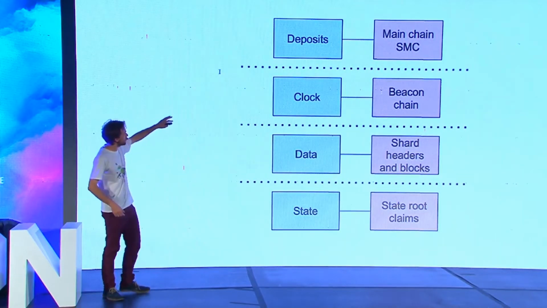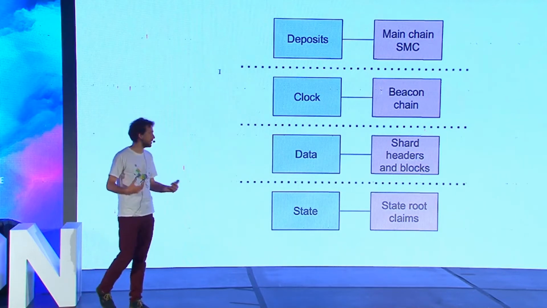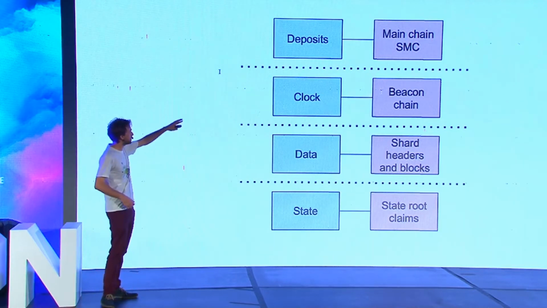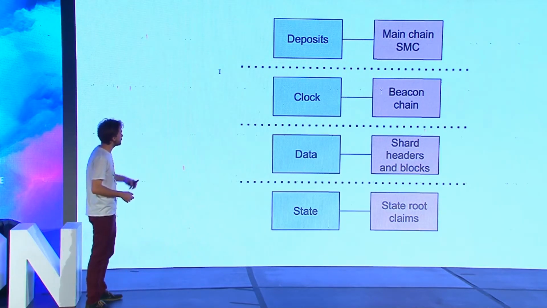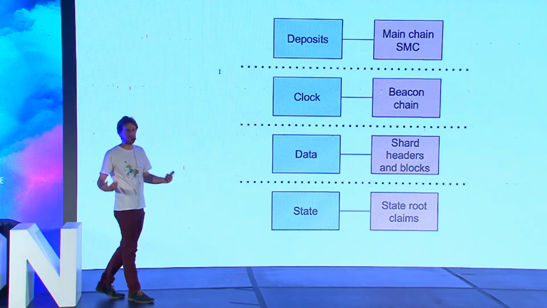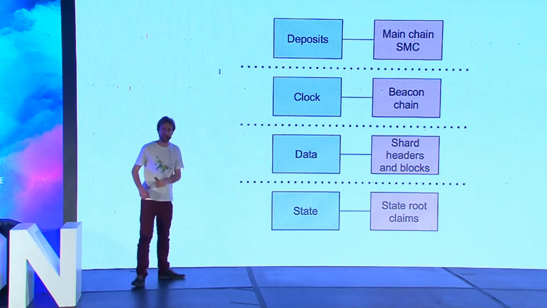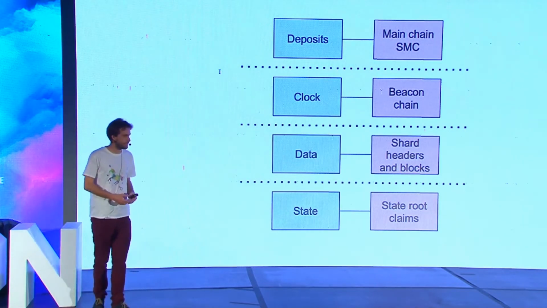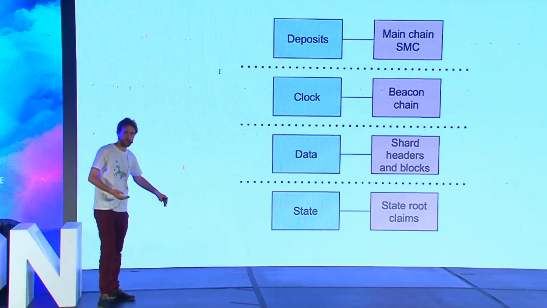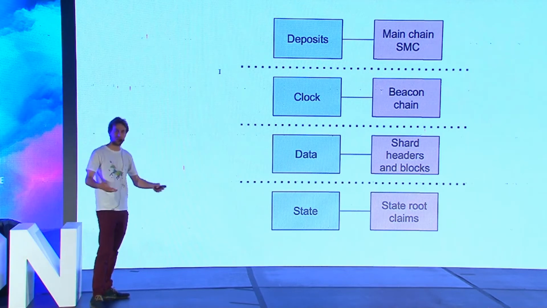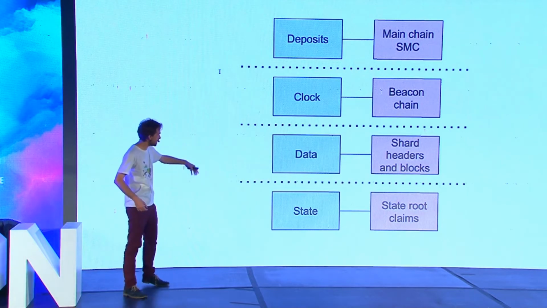So at the very top we have the deposit layer where validators can make deposits with ETH, and that's done in the main chain in a special contract called the Sharding Manager contract. So remember that sharding is a proof-of-stake protocol. And then we have this second layer, which is completely new, called the clock layer. It's a beacon chain which provides a heartbeat for the rest of the system, and with every heartbeat provides a random output. And this random output will be used to seed some randomness in the lower layers.